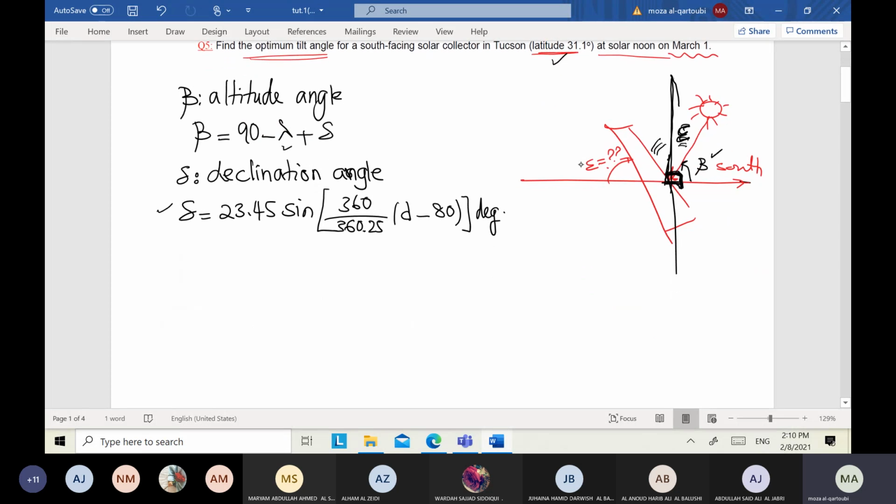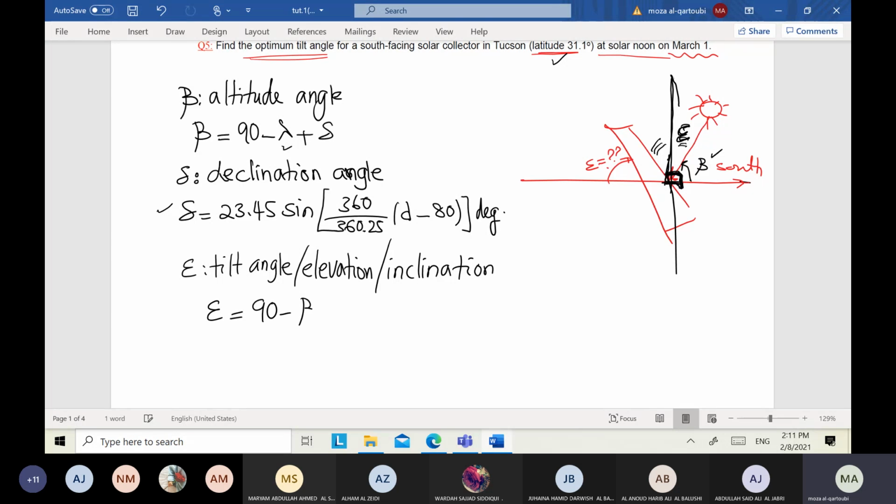Now we need to find epsilon. How to find epsilon? We know now the value of altitude angle beta. And we know from this diagram, the perpendicular plane between the horizontal and vertical line gives the angle equal to 90. So from symmetry of angles, this angle will be epsilon. So epsilon will be 90 minus beta. This is the tilt angle, or elevation angle, or inclination angle, the same name. This angle epsilon, in this case, equals 90 minus beta.